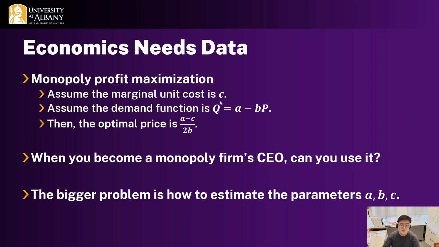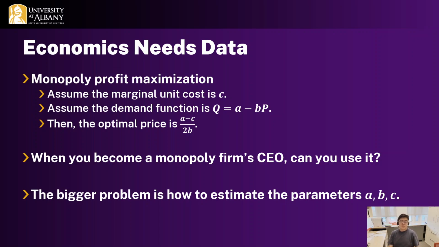We have marginal cost, which is C. We have demand function, which is linear. Quantity demanded equals A minus BP, where P is the price. And then you can solve out the maximization problem for the monopoly firm's profit, and then you get the solution equals (A minus C) over 2B. So C is cost, A and B are parameters from the demand function. Okay, you learned it. I learned it.